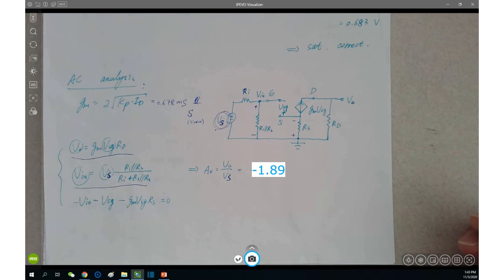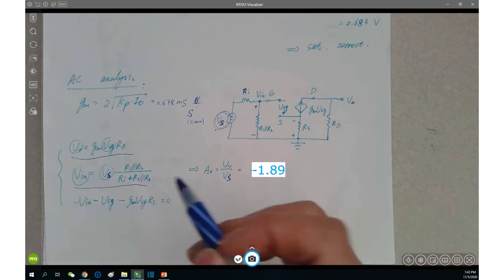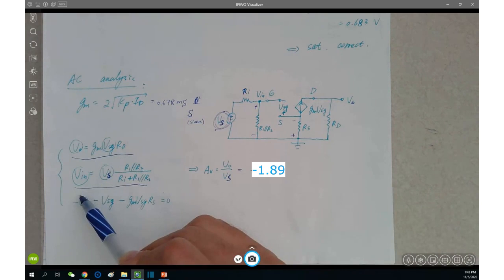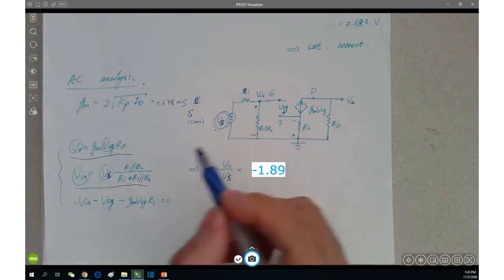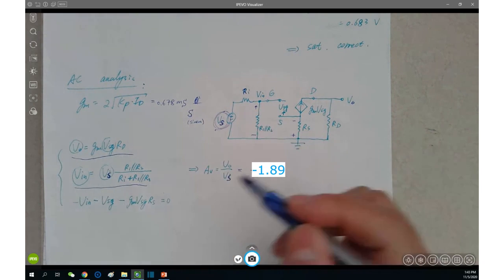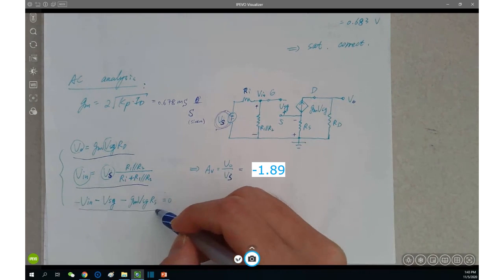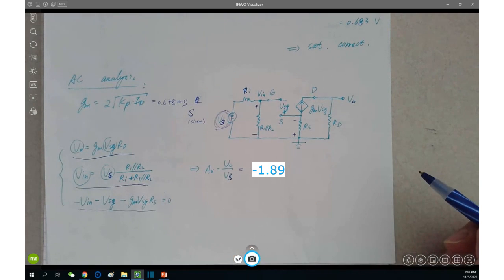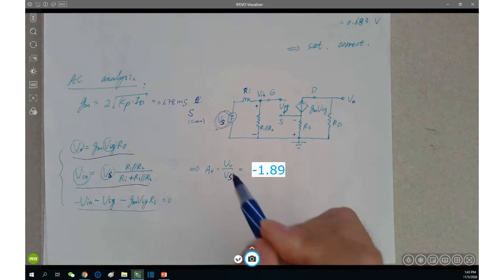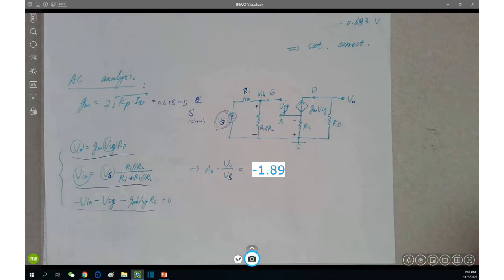So how we do it, just like in the lab, is a voltage divider here to find Vin first, then link the Vin to the VSG. So indirectly link the VS and the VSG. Indirectly. So we are seeing four unknowns, three equations.